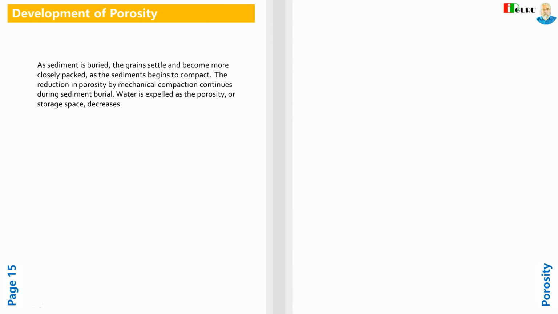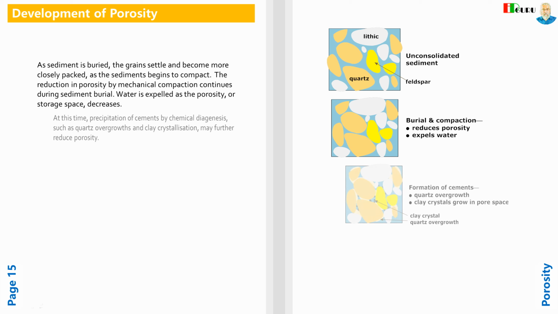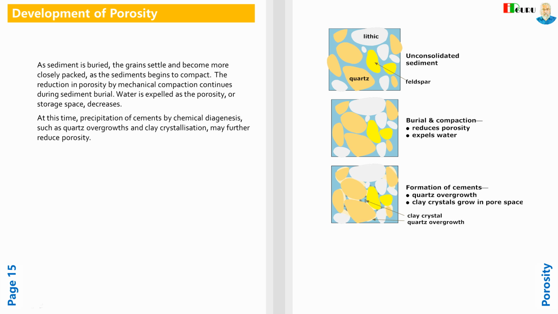As sediment is buried, the grains settle and become more closely packed as the sediments begin to compact. The reduction in porosity by mechanical compaction continues during sediment burial. Water is expelled as the porosity, or storage space, decreases. At this time, precipitation of cements by chemical diagenesis, such as quartz overgrowths and clay crystallization, may further reduce porosity.